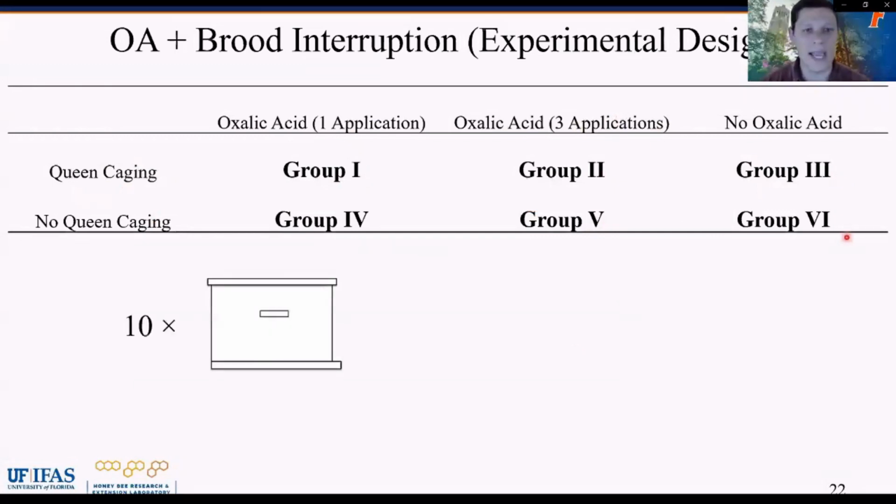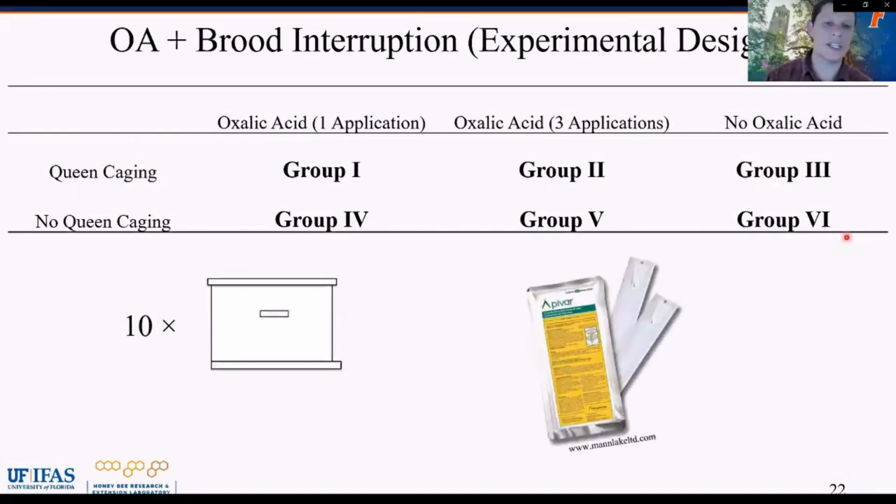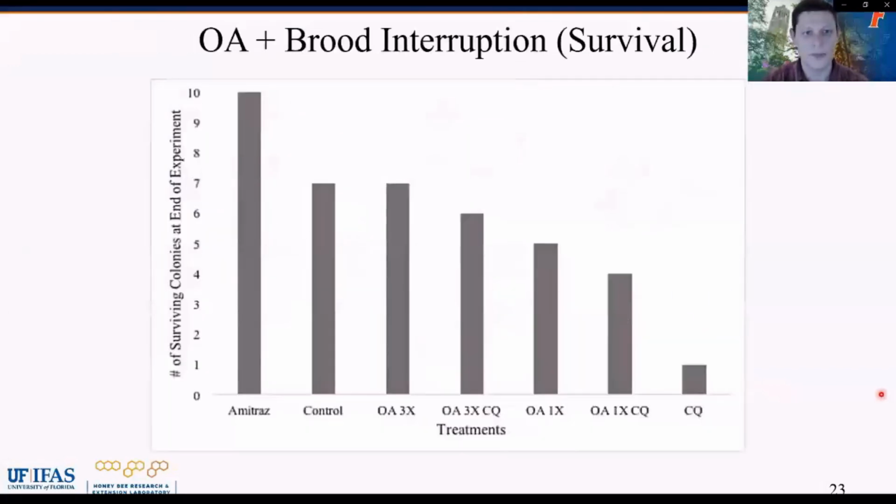And so we had 10 colonies set up. So that's 60 hives. And then we actually did a 7th treatment. This was kind of like our positive control. This is the industry standard of Apivar. This is what most beekeepers are using throughout the United States. We also had a 7th group that just had Apivar, no queen caging, nothing like that, just Apivar. So we actually had 70 colonies total.